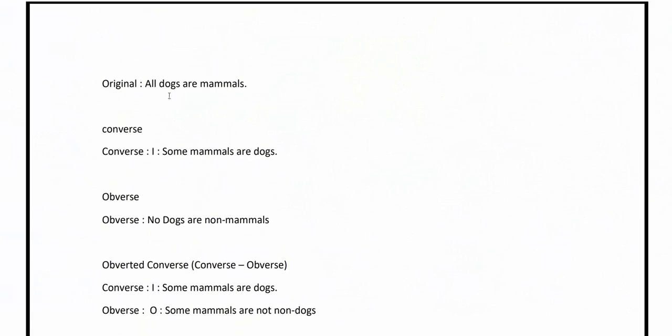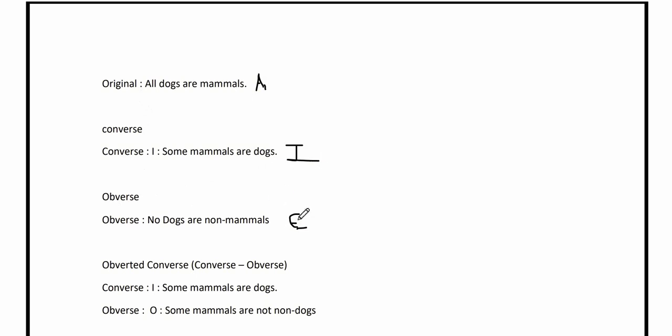All right. So "All dogs are mammals" is the original statement given. Now we have to first do the converse. We'll quickly go through this. This is an A-type proposition. An A-type proposition goes into I for the converse. So I starts with "Some mammals," because the predicate and subject are to be interchanged: "Some mammals are dogs." Obverse will be, because this is an A-type proposition, in obverse A goes to E. So this is the E-type proposition, and this is the I-type proposition.